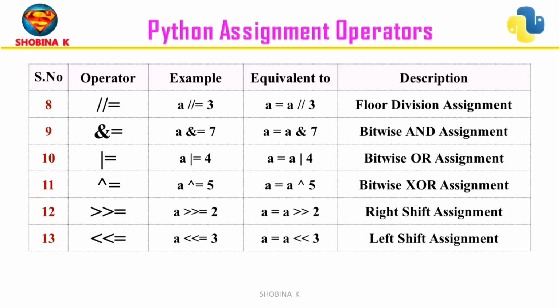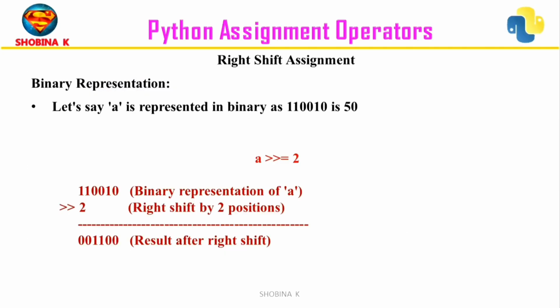This operator takes the current value of the variable and shifts its binary representation to the right by the specified number of positions, and then it assigns the resulting value back to the variable. Now let's see how it works. Now the decimal value of A is represented in binary as 110010. Here we perform the right shift operation on the binary representation of A by the specified number of positions.